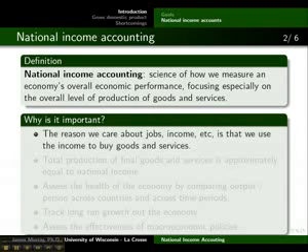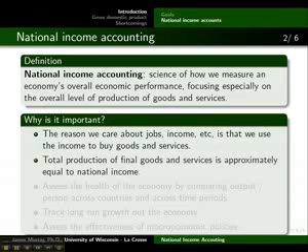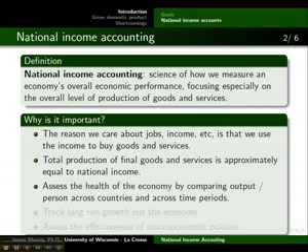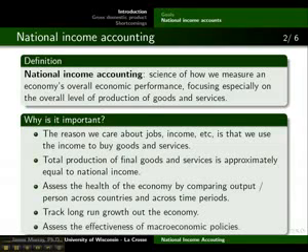Why is this important? Well, the reason we care about jobs, income, etc. is that we use the income to buy goods and services. Total production of final goods and services is approximately equal to national income. We can use these measures to assess the health of the economy by comparing output per person across countries and across time periods. We can use these measures to track the long-run growth of the economy. And we can use these measures to assess the effectiveness of macroeconomic policies.